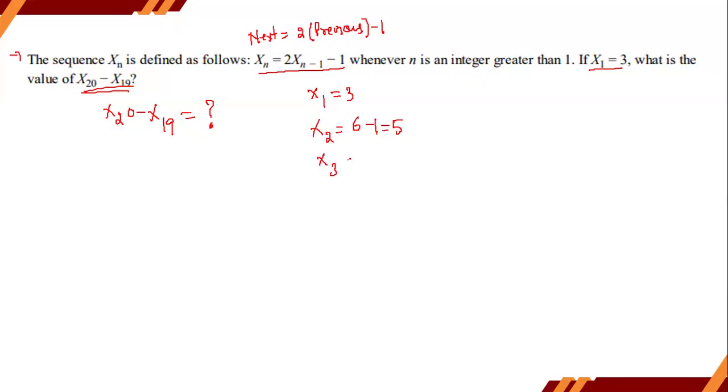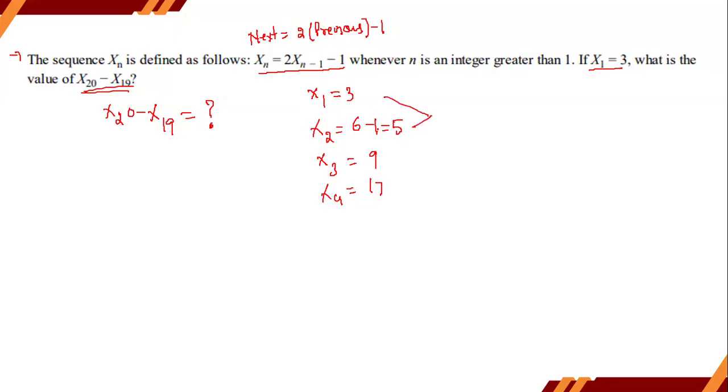x3 will be how much? So x3 is 2 times 5, 10, minus 1, that is 9. So what is x4? x4 is 2 times 9, that is 18, minus 1, 17. All right. The question here is not asking for these terms. The question is asking for the difference of these terms.